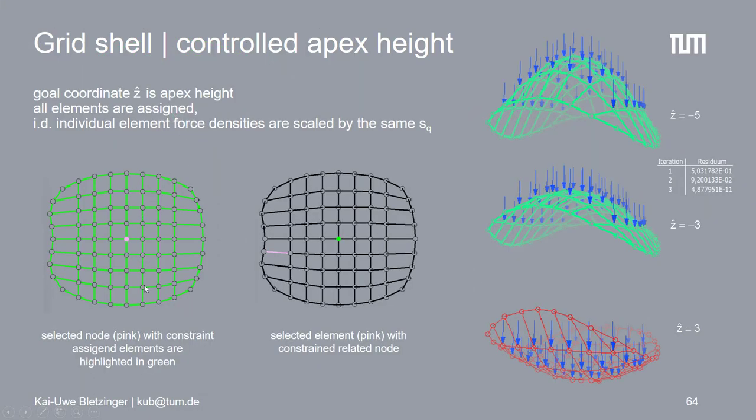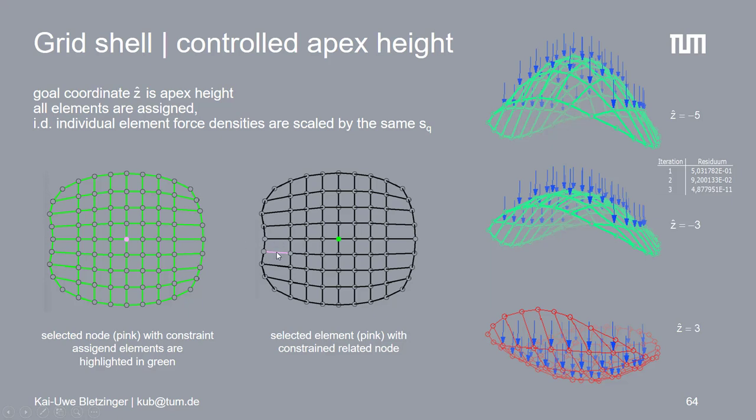You see here these relations, so that if we select this node at the top, you see highlighted in green that all the elements are related to this node. That means here we have an example of one control function controlling the z coordinate of this node, but simultaneously scaling all force densities of all the highlighted elements. That means in this case all of the elements. And that is the trick, let's say, to keep the relative relations between those elements while we are doing the control form finding.